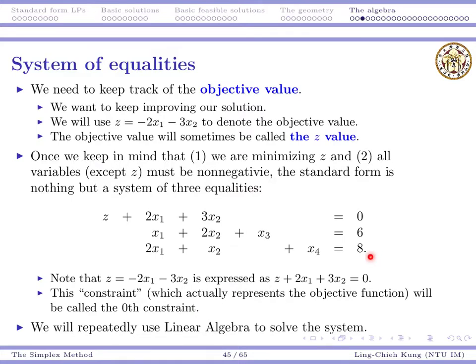Okay? The first and the second equalities are just the two equality constraints. And the zeroth equality, this one, is just expressing the objective function. This equality tells us how the objective value is. Z is equal to negative 2x1 minus 3x2. And we put that into the zeroth row or the zeroth constraint. With this, we have a three-equality linear system. And we will repeatedly use linear algebra to solve this system.